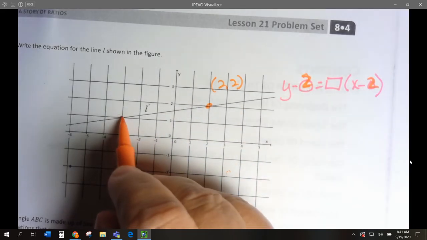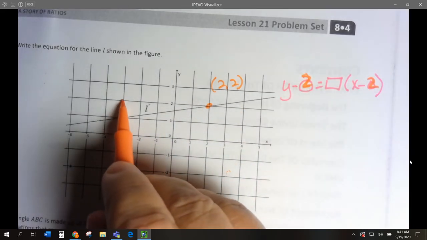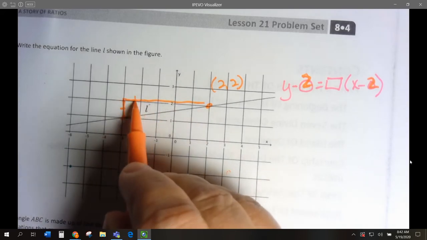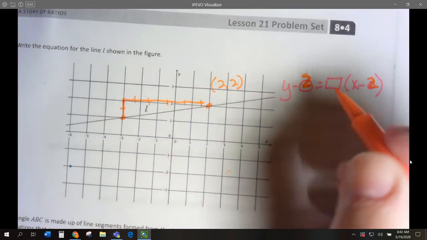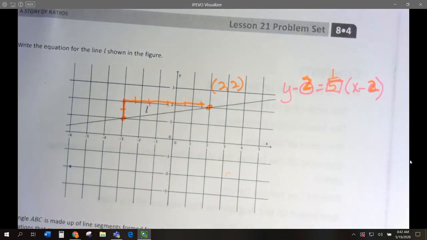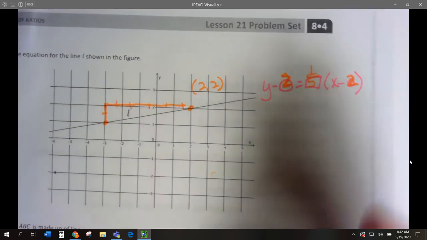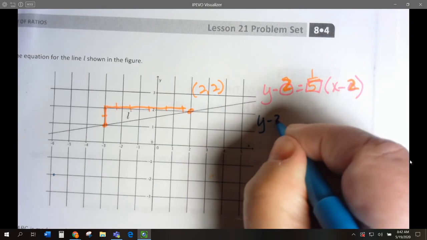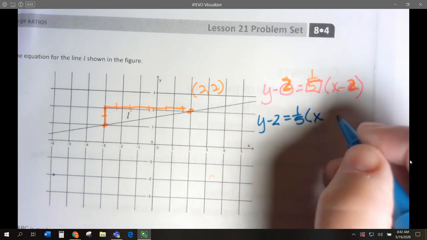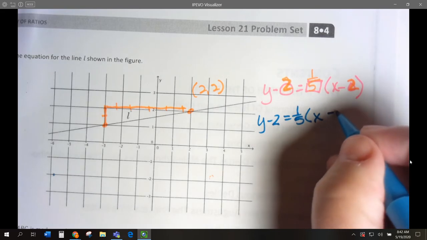And let's find our slope. We have a rise of 1 and a run of 1, 2, 3, 4, 5. So this is going to be 1/5. So we end up with y minus 2 equals 1/5 times x minus 2.